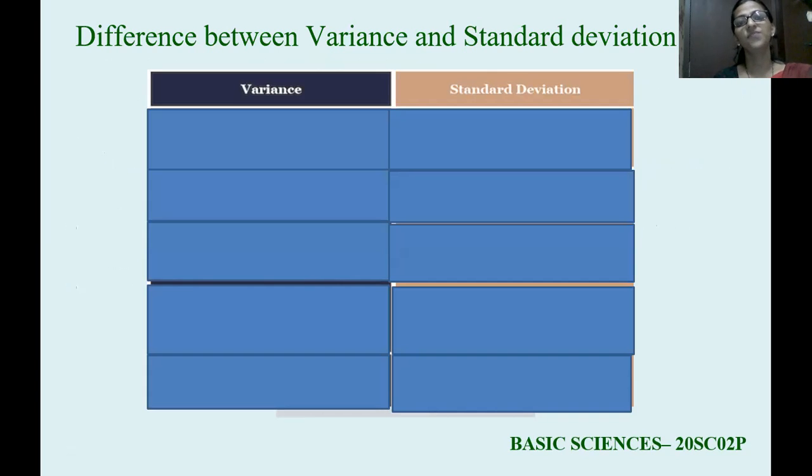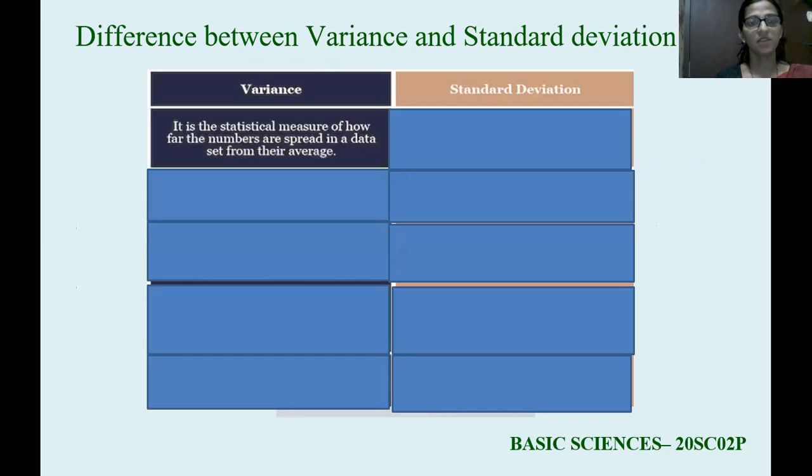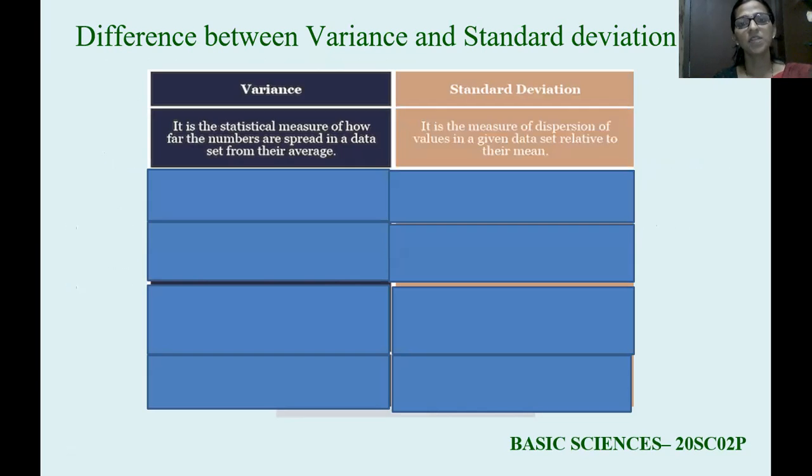Next comes the difference between variance and standard deviation. Variance is a statistical measure of how far the numbers are spread in a data set from their average. Standard deviation is a measure of dispersion of values in the given data set relative to their mean.